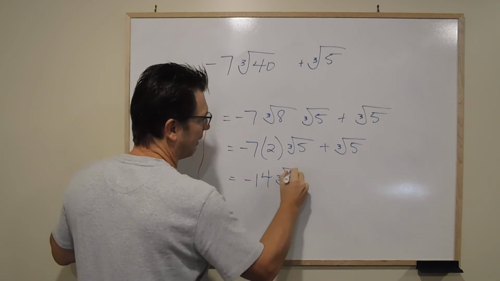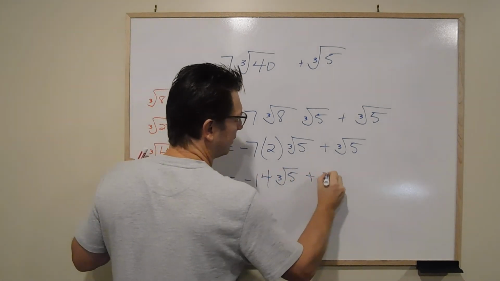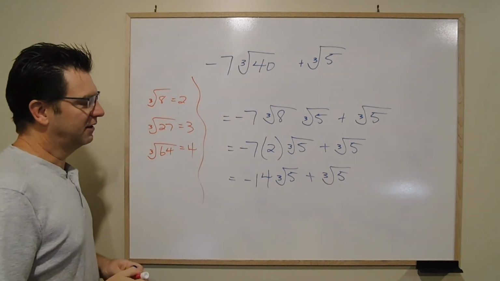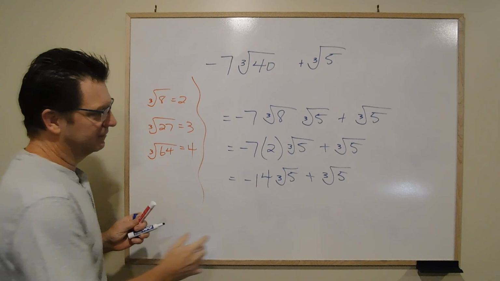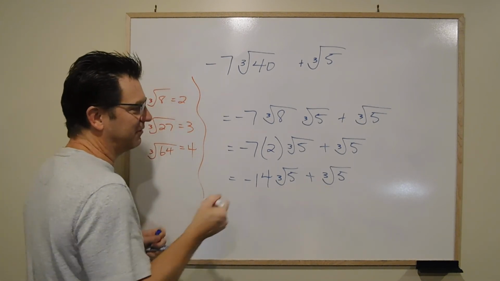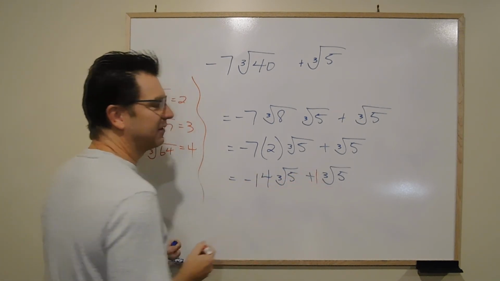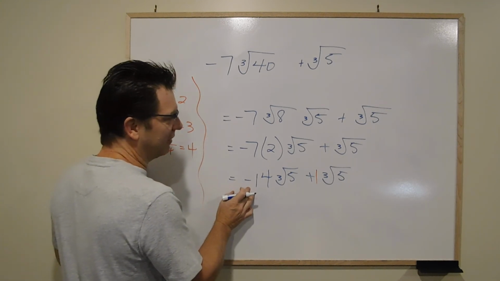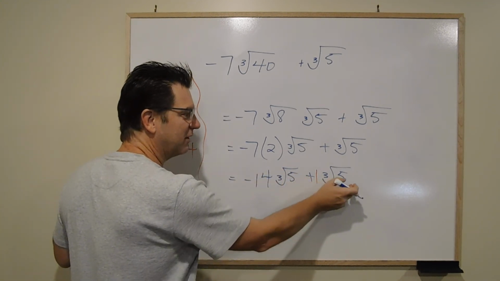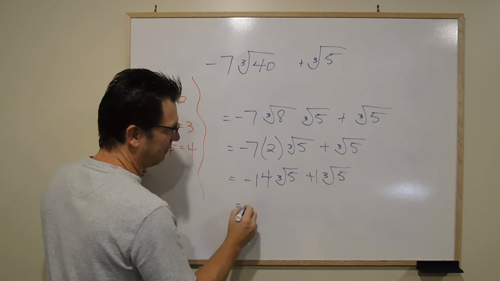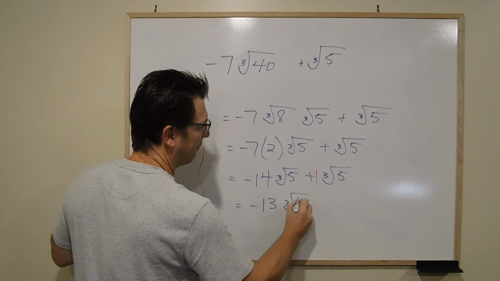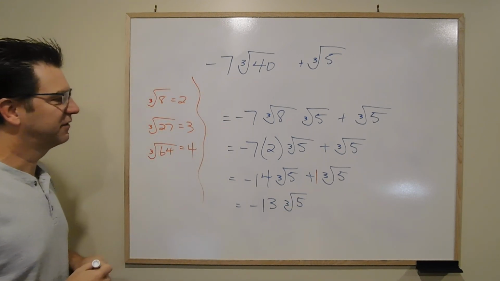Cube root of 5 plus the cube root of 5. This is the same cube root, so we can add these. Remember, when there's nothing in front, us mathematicians don't bother with the 1. So it's really negative 14 cube root 5 plus 1 cube root 5. And negative 14 plus 1 is negative 13 cube root 5. And that's our answer.